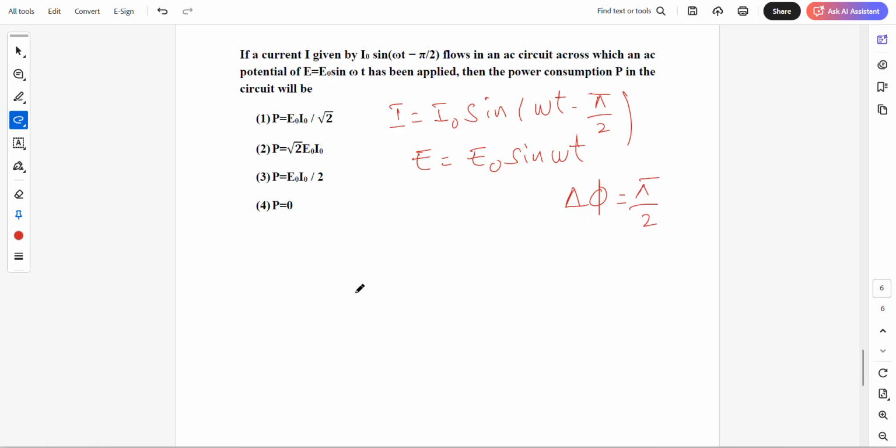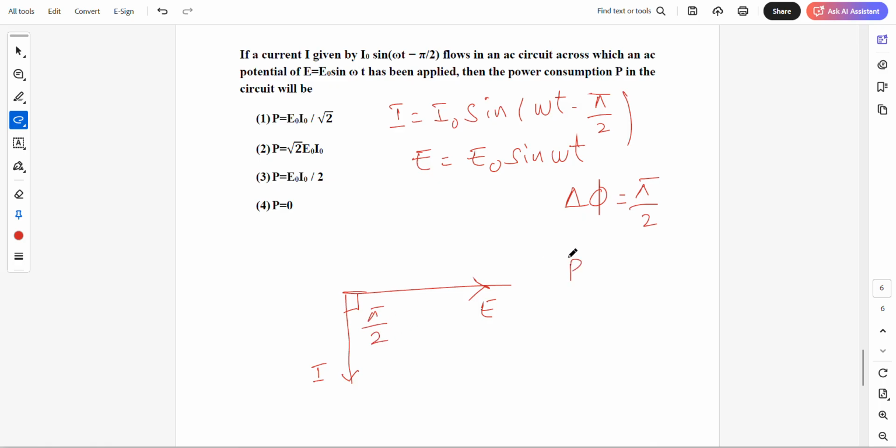Now let us draw the phasor diagram. This is E, E is equal to E naught sine of omega t. What is I? I is I naught sine of omega t minus pi by 2. Minus pi by 2 will be where? It will be downwards. This is I. What is the angle between these? That is pi by 2.